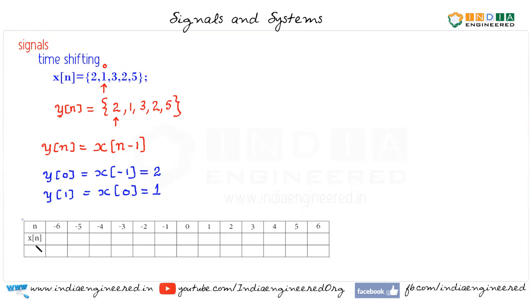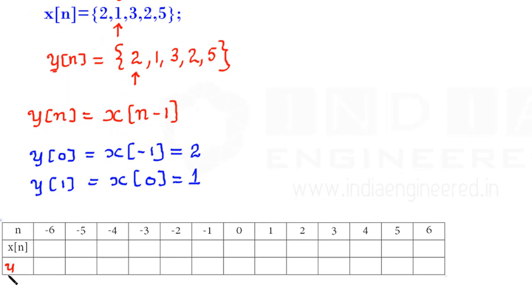Now let's represent this data in this table, x of n, and let's say here we have y of n. Now x of 0 is 1, x of 1 is 3, 2, 5, and x of minus 1 is 2. Now y of n was the signal shifted to right. So this 2 will come here. So we have 2, here we have 1, here we have 3, here it is 2, and here it is 5.